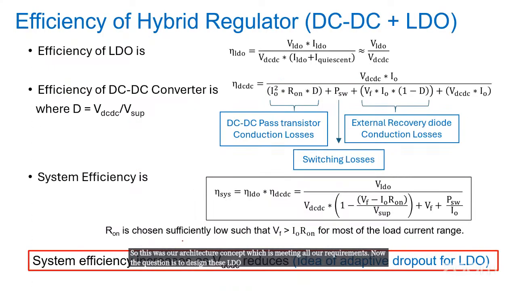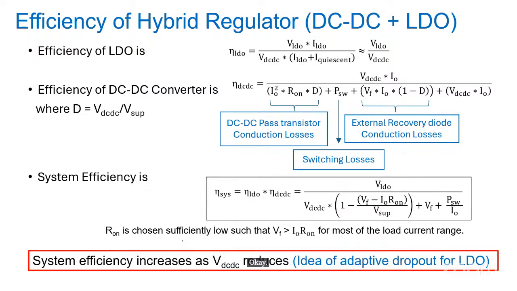Before we go on to this, it's important to understand that the combination of DC-DC and LDO is called a hybrid regulator. This is a cascade of a switching converter and a linear regulator. The efficiency of an LDO is output power divided by input power. The output power is VLDO times ILDO, and the input power is VDC-DC, because this is the supply voltage for the LDO, times ILDO plus quiescent current.